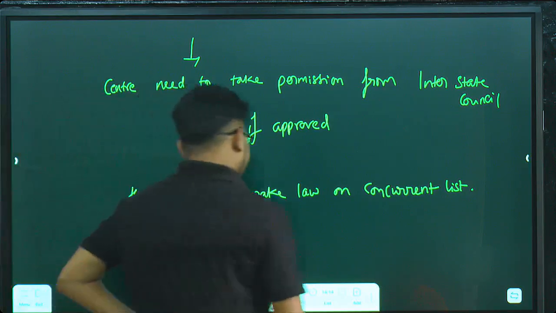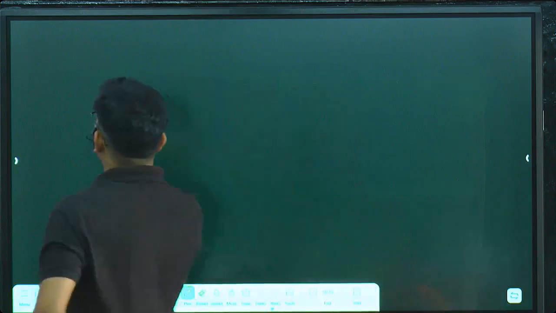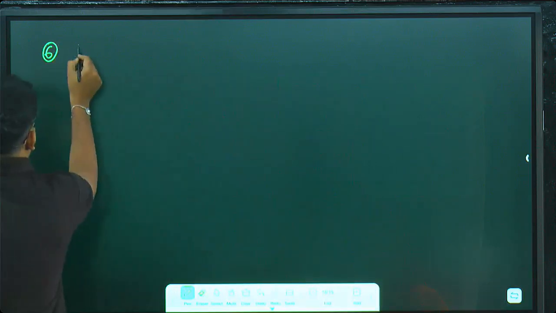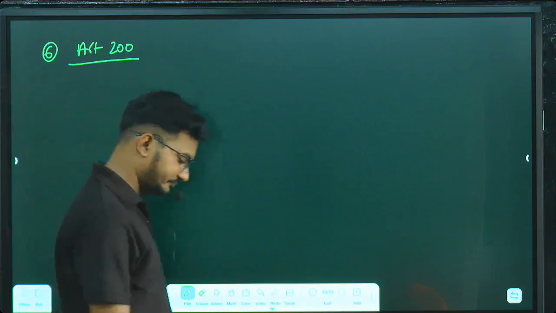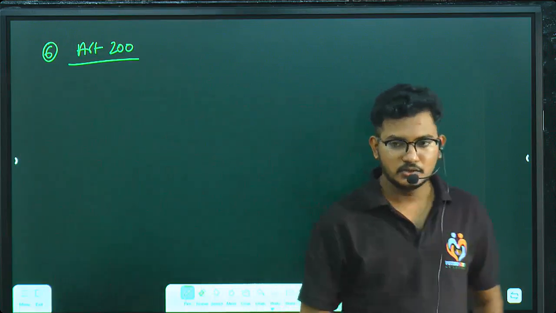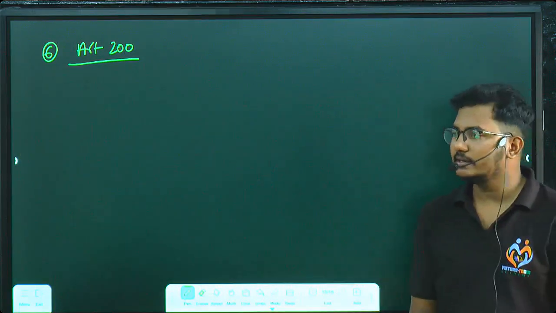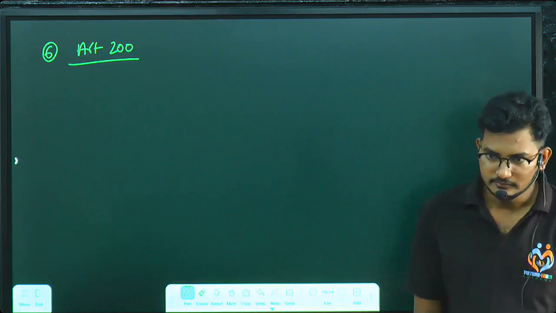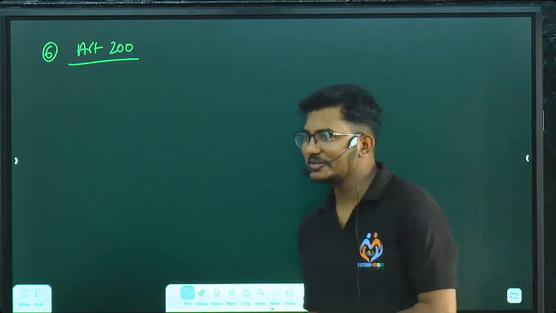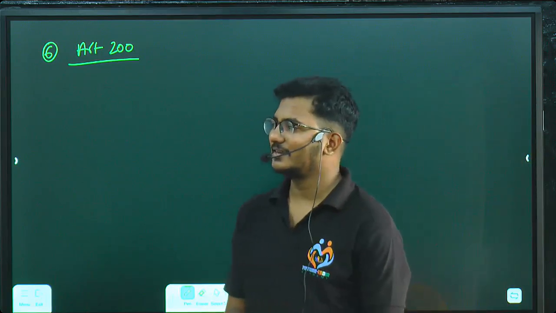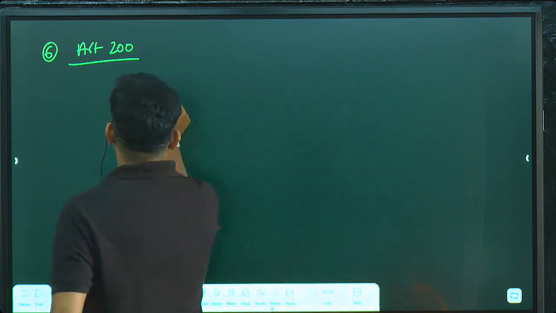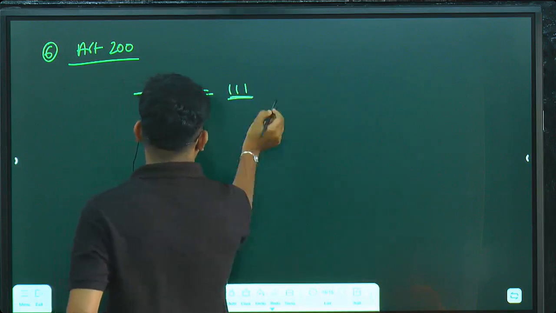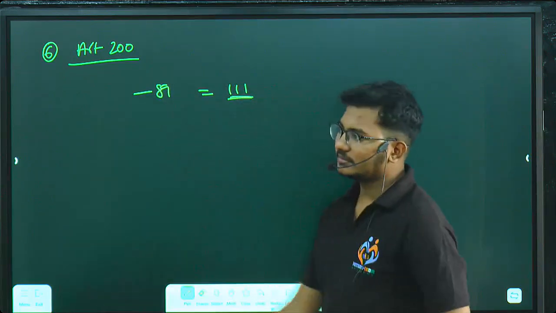Now, the sixth one is Article 200. Article 200 minus 89, 111. So what is Article 111? Veto powers of the president.